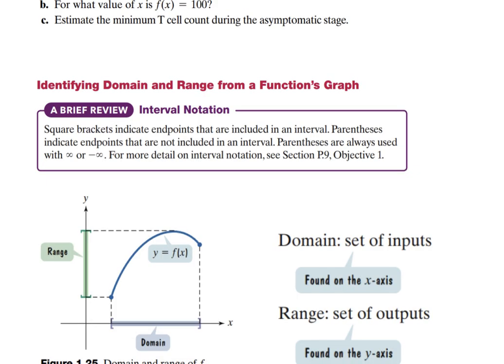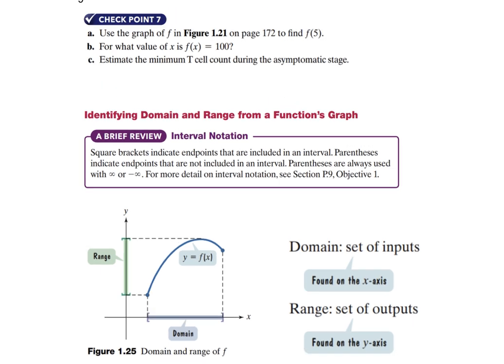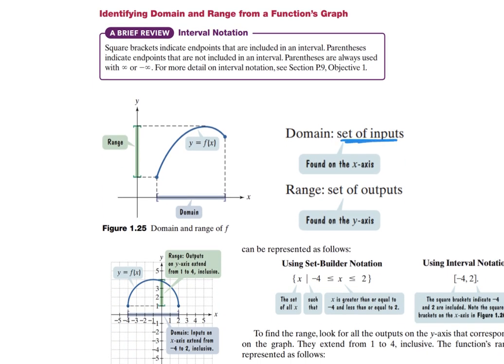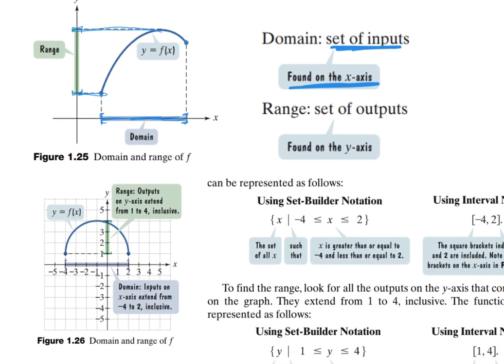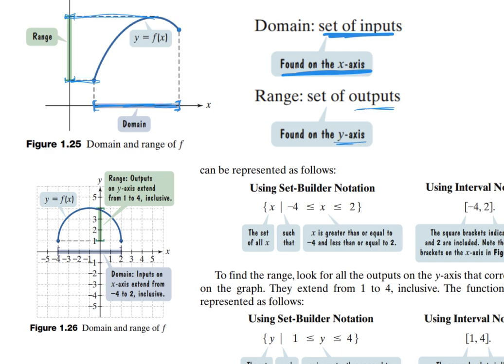All right, let's look at identifying domain and range from a function's graph. So again, the domain is the set of inputs found on the x-axis. This diagram really helps us visualize that. Here's the domain. Now we use the brackets because we have closed dots. If they were open circles, we'd use parentheses. So this represents the domain. And then the range is found on the y-axis, so we bring that from the highest point to the lowest point, and that is the set of outputs found on the y-axis.